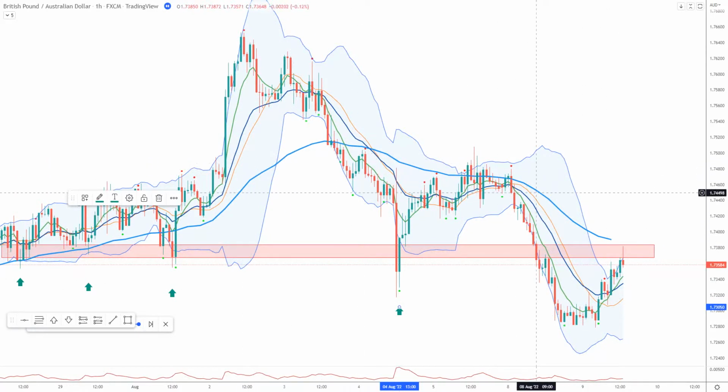This line here is the higher time frame moving average. So this is the daily 20 moving average as well. So you can see that's coming down in line with it. So we had that, the higher time frame dynamic resistance as well. So quite a lot going for this trade.